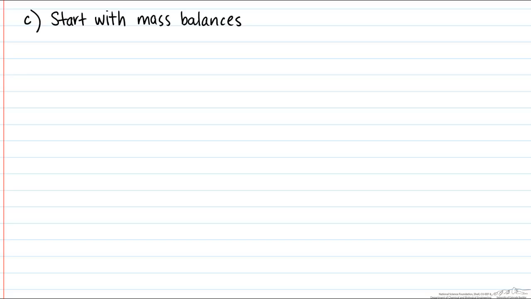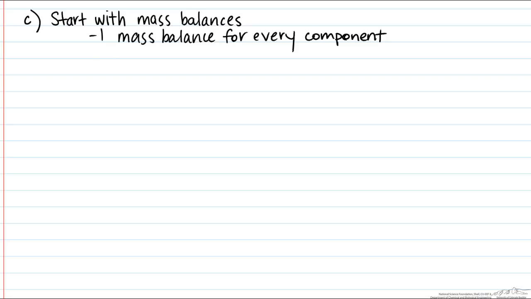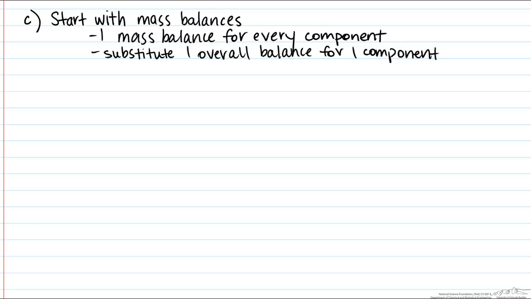Now we start with the material balances. And the thing to remember is that there is one mass balance for every component. One thing that you can do is that you can substitute one overall balance for a component balance. And one of the things that you have to be careful of when you are doing your mass balances, is that each one of your equations or balances is independent. So let me show you an example.